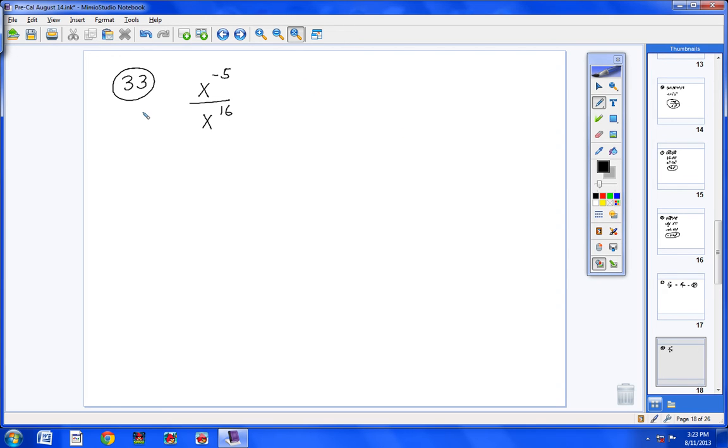Let's try number 33. Okay, good. The same problem. I like this. We're getting a lot of reviews. Okay, we're dividing a base of x and a base of x. So the property I just taught you is when you're dividing like bases, you write the base once in the top, and you subtract the exponent. So negative 5 minus 16. Well, negative 5 minus 16 would be negative 21. Okay, so I have x to the negative 21, and of course that's all over 1.